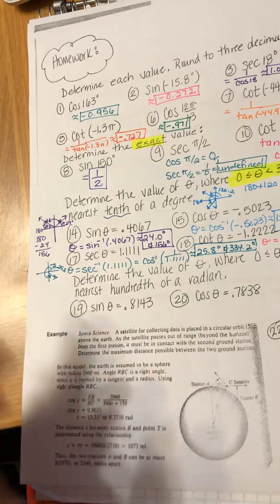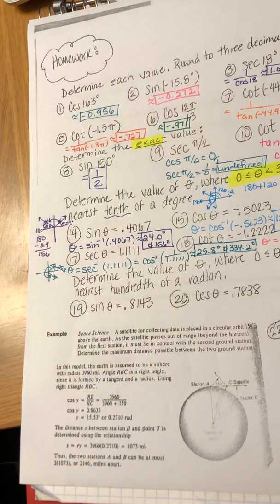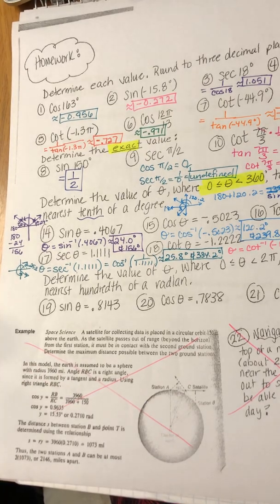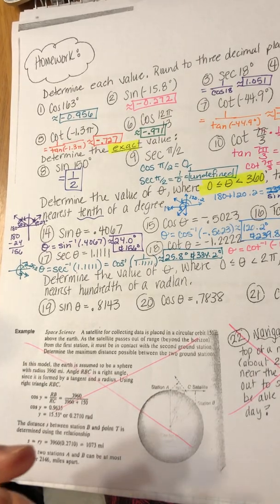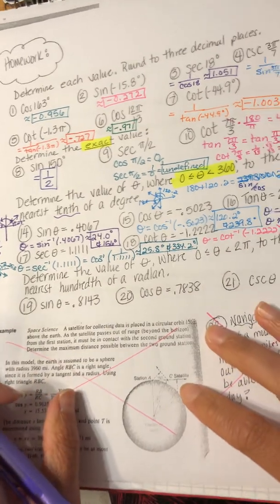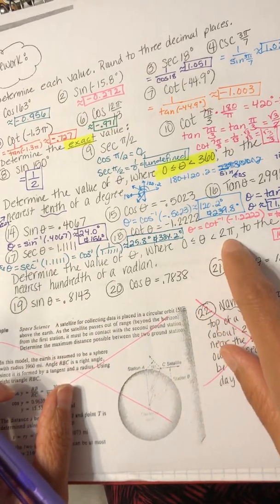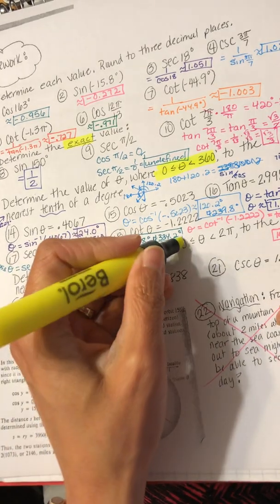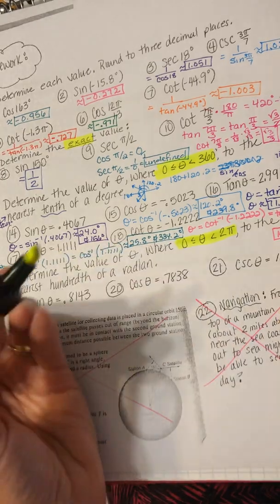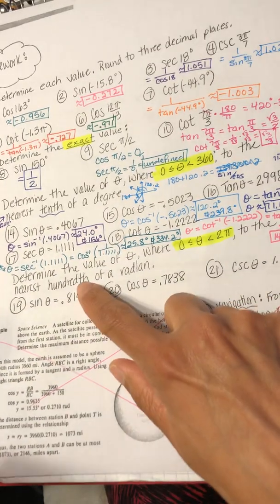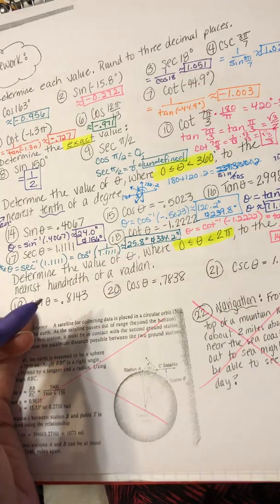All right, on to the last part here. Remember, we get to skip number 22, so don't worry about that one. Okay, I am on purple now. It says determine the value of theta where theta is between 0 and 2 pi. So we're basically doing the same stuff, but now we're dealing with radians, and they've got to be positive radians, to the nearest hundredth, so that is 2 decimal places.